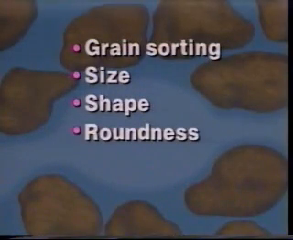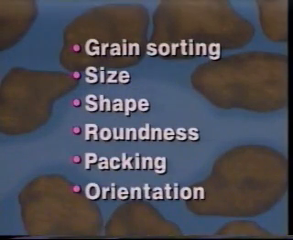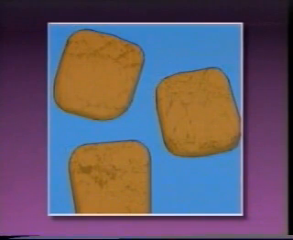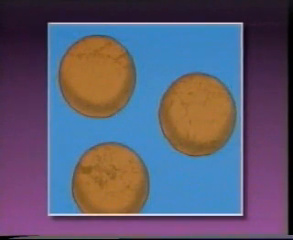Grain shape, roundness, packing, and orientation are less important to porosity and permeability than grain size and sorting, but they undoubtedly have an impact on both. Grain shape is expressed by the degree of sphericity. Roundness refers to the sharpness of the edges or corners of a grain and is not related to grain shape.